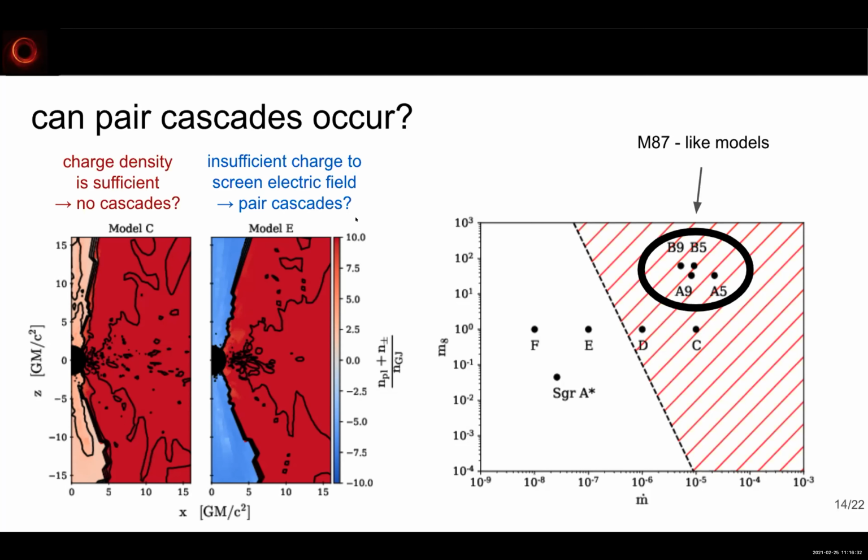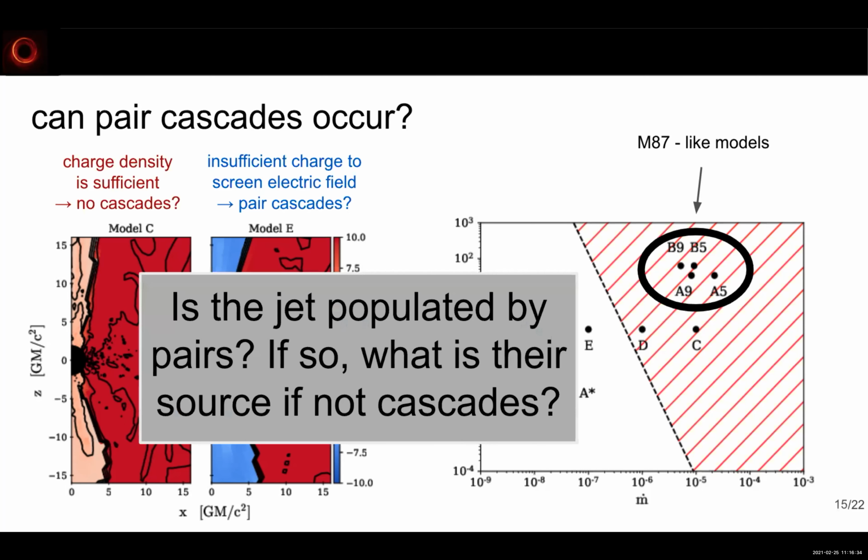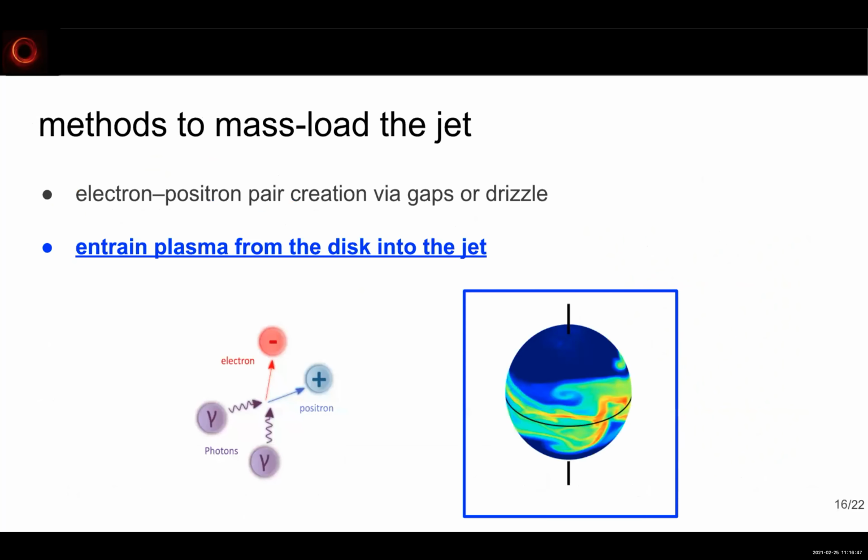And so this raises a science question that the EHT, the ngEHT, can answer: is the jet actually populated by pairs? And if so, what is their source, if not pair cascades? All right, so that's the first method that you can use to mass load the jet.